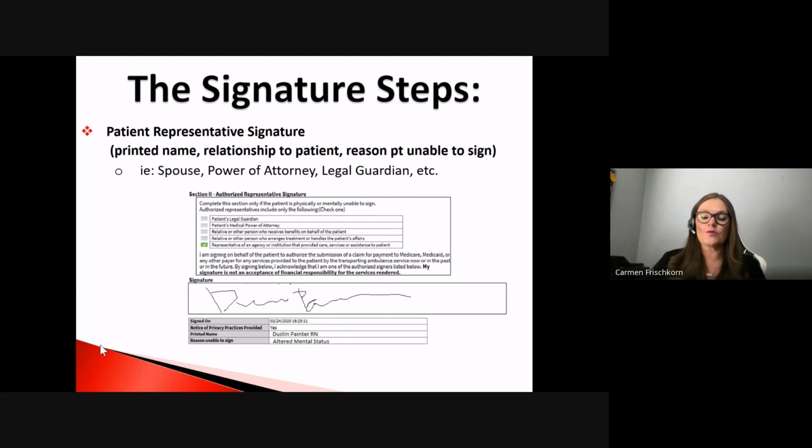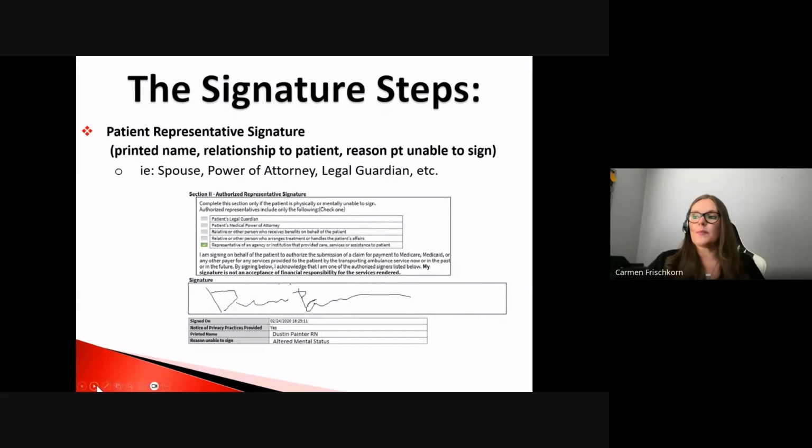Section 2 is reserved just for people like a spouse, power of attorney, or legal guardian. It can even be a neighbor who is checking on the patient, if the patient can't sign because of a physical or mental incapability, or they're a minor, and you're having them sign. If you read the fine print, you'll see that they're not taking financial responsibility for the run. They're just signing on behalf of the patient.